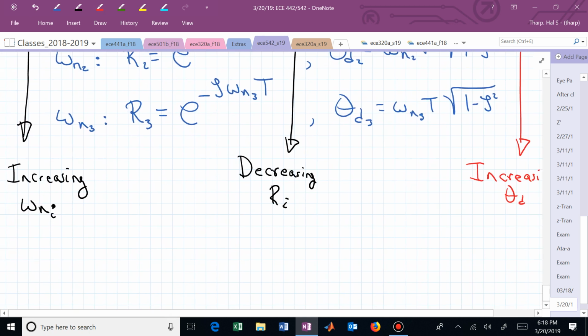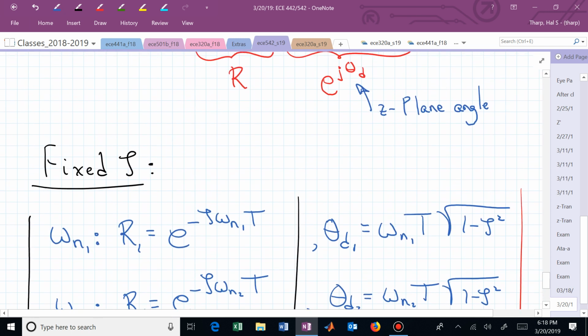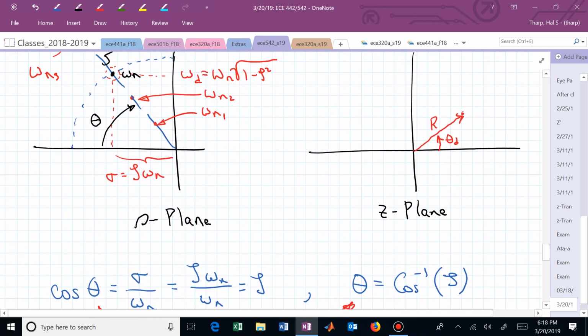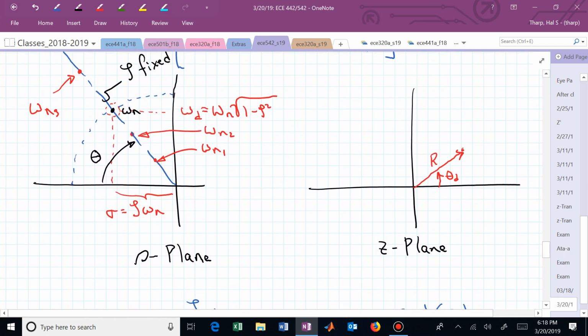Or relative to these values, we have R sub 3 is less than R sub 2 is less than R1 for the appropriate omega, and theta d1 is smaller than theta d2 is smaller than theta d3. So what I want to do is sketch that in the complex z-plane.